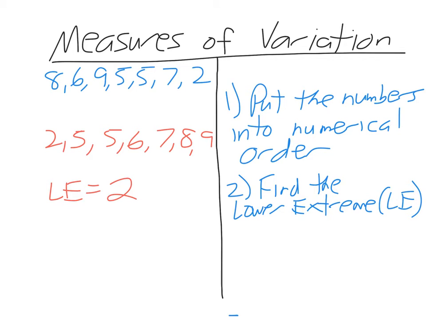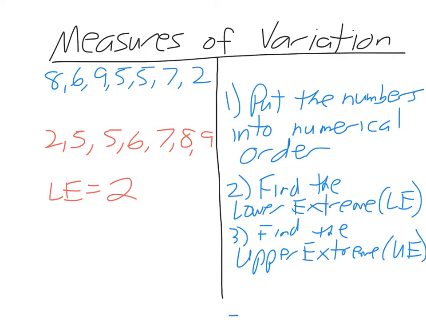It's the smallest number. Now, if we have a lower extreme, then of course we probably have an upper extreme. That's right, not a higher extreme, but an upper extreme. The upper extreme is the largest number that you can have in your set of numbers. So in this case, what is our upper extreme? Yeah, the upper extreme is 9. So we have a lower extreme, which is 2, and an upper extreme, which is 9.